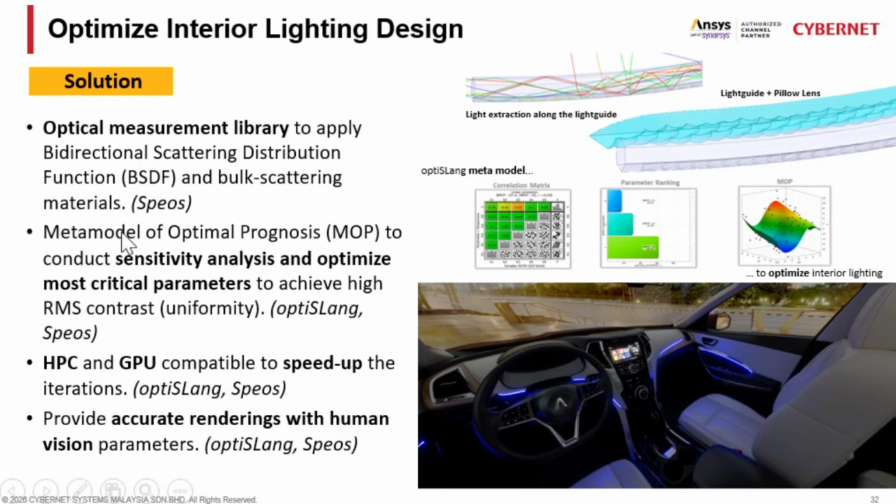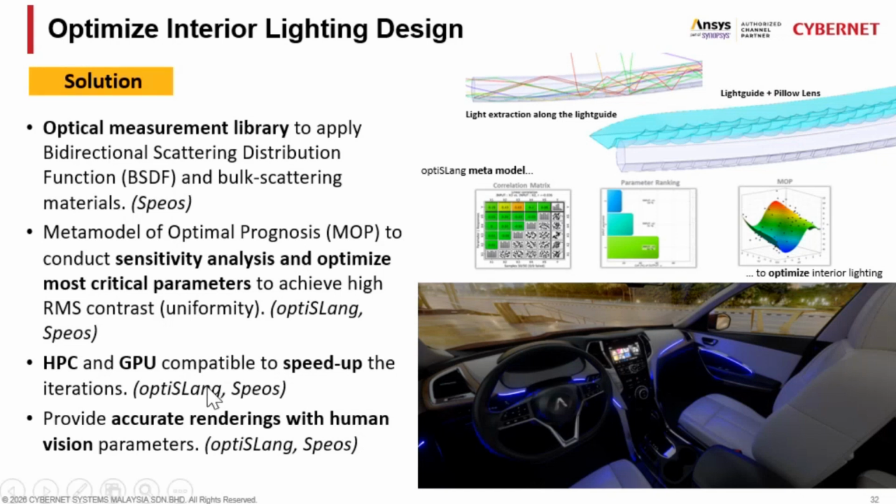And second, the meta model of optimal prognosis. This actually is from Optislang. As you can see, this model is from Optislang. So it's the optimization combination of Speos and Optislang. Speos will provide the simulation result, and Optislang will base on the analysis to get the uniformity of the contrast.